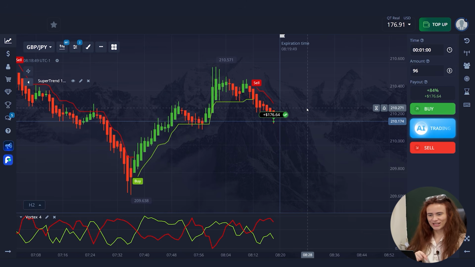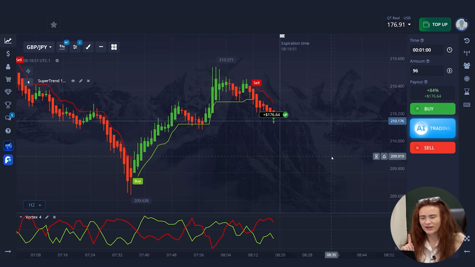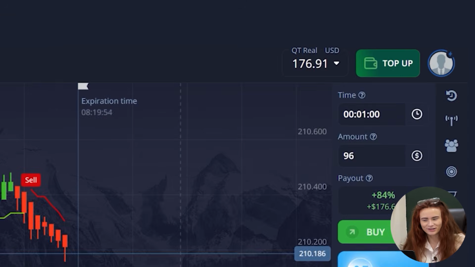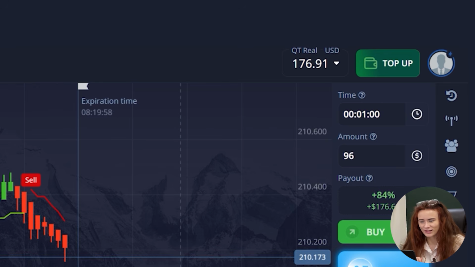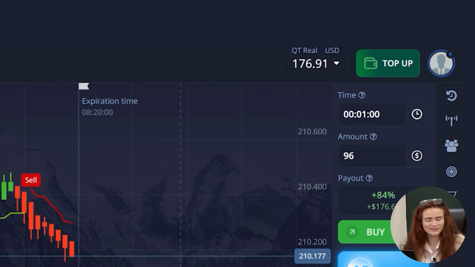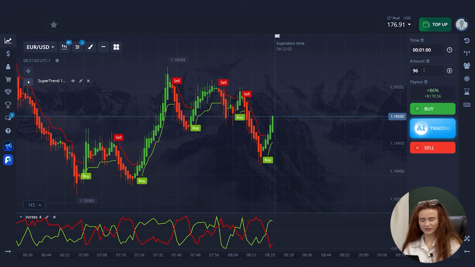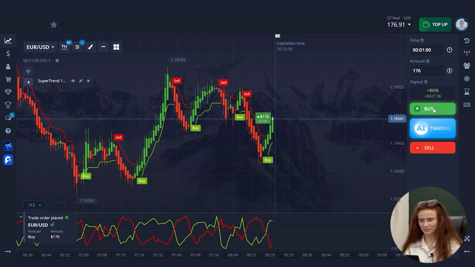And the second consecutive profitable trade now. So it increases my capital to $176. I plan to open a couple more trades, so let's keep looking for the situations. The amount of the trade increased to $176, and I think the price will increase. Open the trade by pressing the green button.